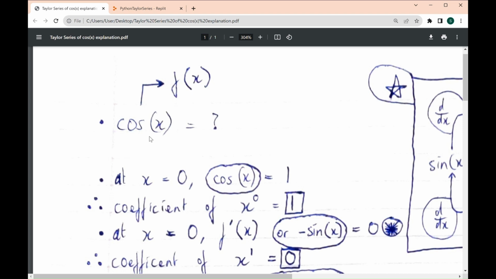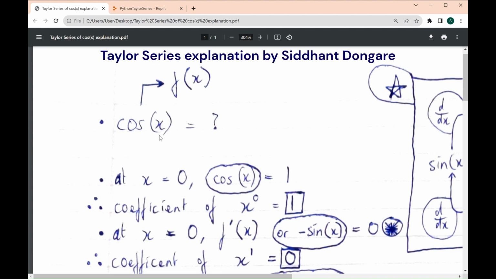Hello everyone, this is my explanation for finding the Taylor or Maclaurin series for a trigonometric function such as the cosine of x. But first, in order to do this, we need to understand what a Taylor series really is. It's about finding polynomial functions which are approximations for functions. And this is because polynomials are just easy to work with.